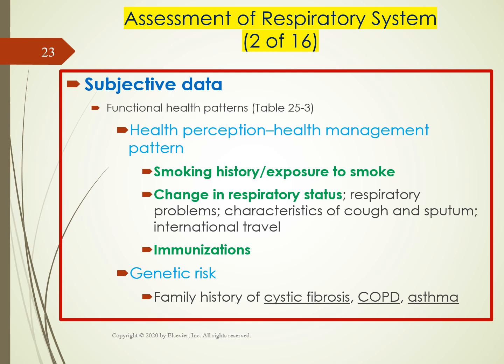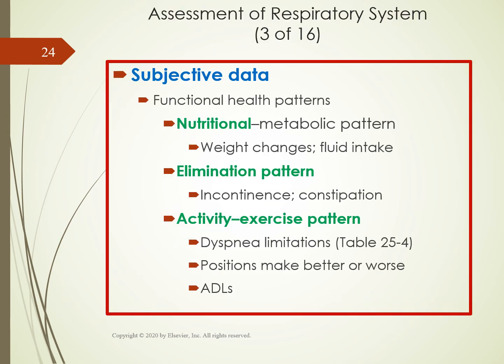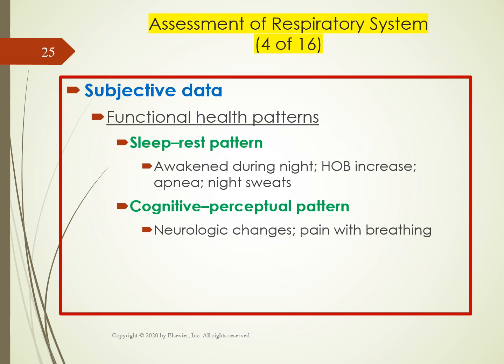Could have COPD, could have asthma. Some people are predisposed to bronchitis. Also ask about their nutritional status, elimination pattern, if they have any incontinence. And again, activity and exercise. If they have limitations due to difficulty breathing, and if there are any positions that they take that make it worse or make it better. And if they have any difficulty doing ADLs. Some functional health patterns, that's their sleep and rest pattern. Do they have problems sleeping, breathing at night? Do they need to prop themselves up on a couple of pillows? Do they have any pain with breathing?